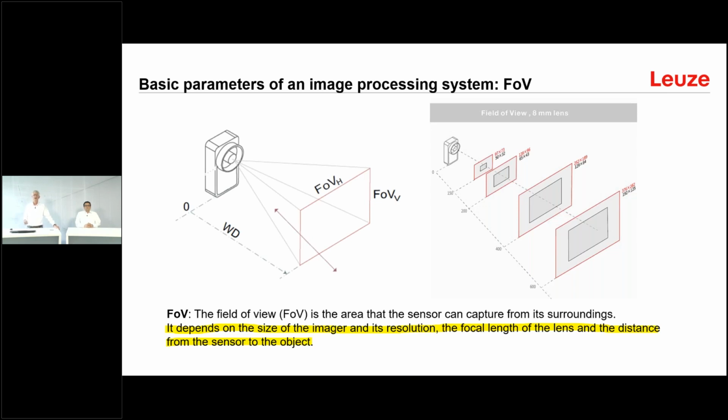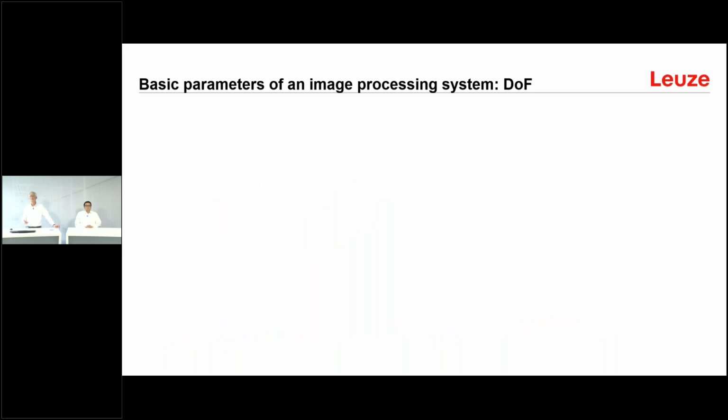Okay, and the field of view, so this is mostly related to the resolution of the imager, to the focal length of the lens which you are using, and also to the distance. So these three parameters are important for changing working distance and field of view and so on. We will see this later on in the VCT tool.